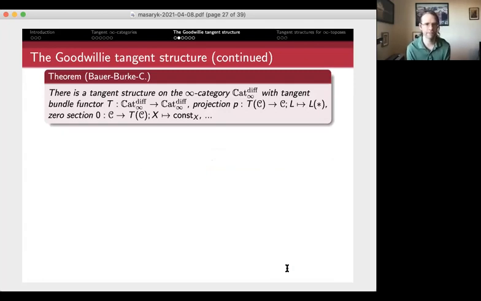I've written out in this box what the projection is. The projection sends an excisive functor and just evaluates it at the 1-point space. So that plays the role of the projection map of the tangent bundle. And I've written out the zero section. The zero section takes an object and maps it to the constant functor with value that object. So that's the zero section, and so on. And I could write out the other basic natural transformations in this definition.